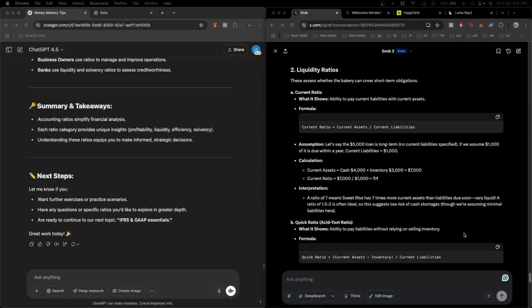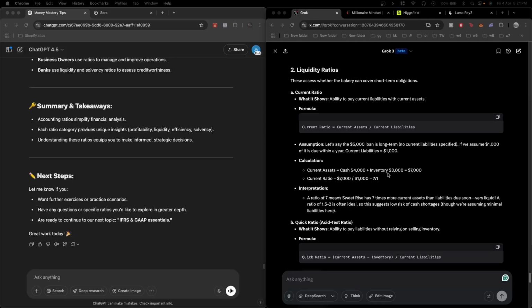So what is the calculation? Our current assets equal cash of $4,000 plus inventory of $3,000. This gives us a current assets value of $7,000. So, applying the above formula, we can calculate our current ratio with current assets of $7,000 divided by the current liabilities of $1,000, which gives us a ratio of 7 to 1, or 7.